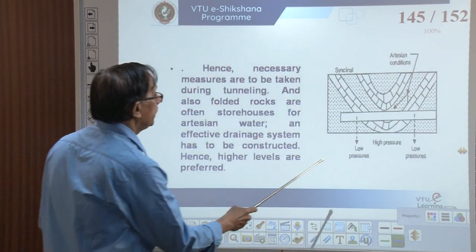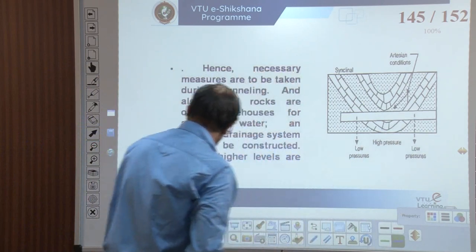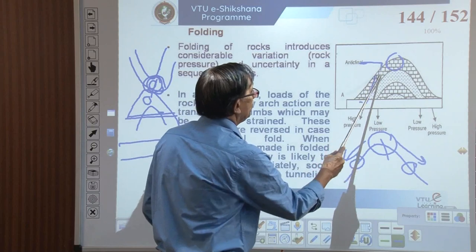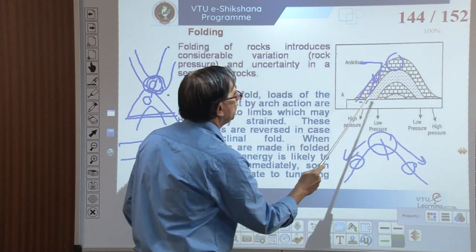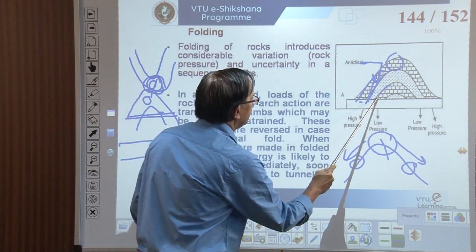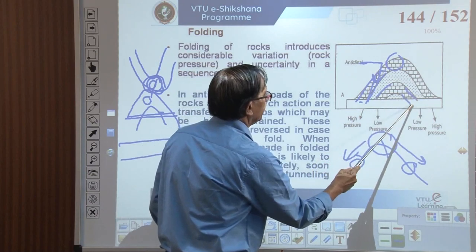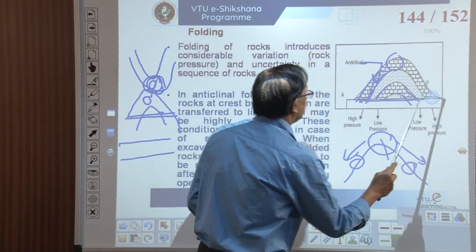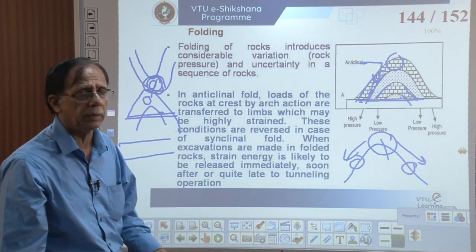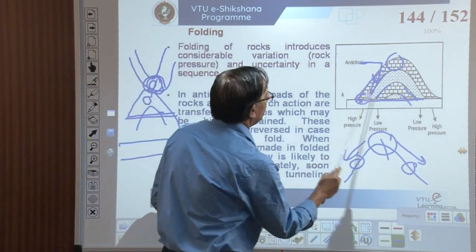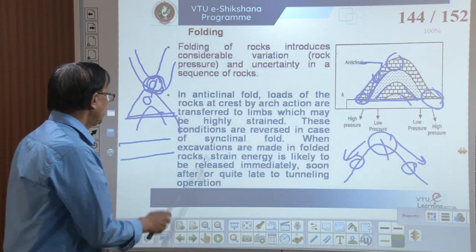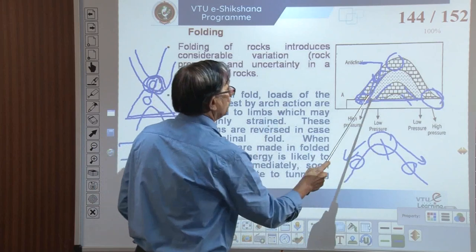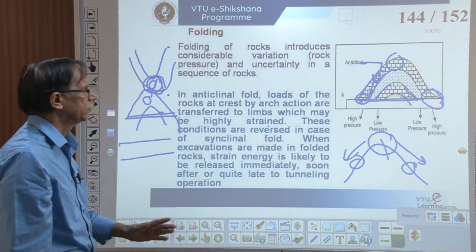If a tunnel passes through a heavy rainfall area, the problem is seepage of water into the tunnel. We have to take care of this along the length of the tunnel, where we have different types of rock. And the limb parts are actually loaded with strain, highly strained. We have to take care of all this.